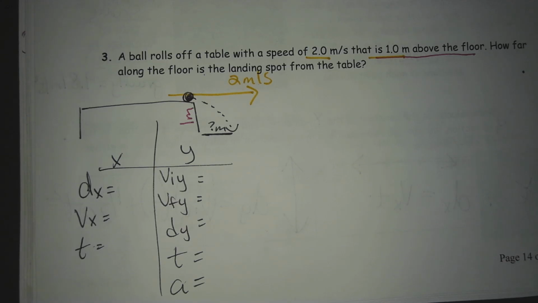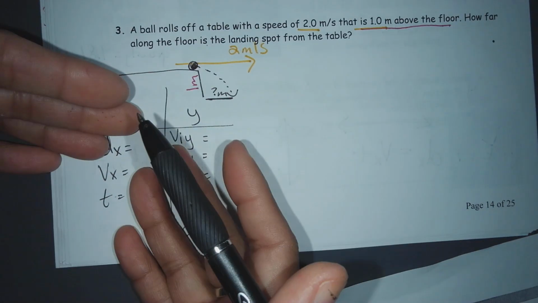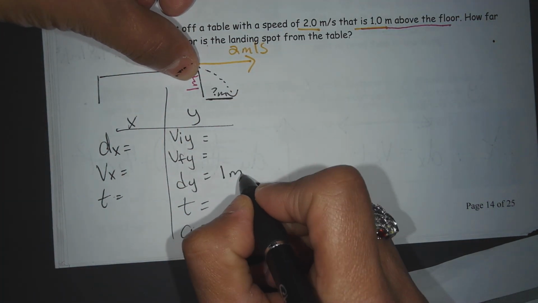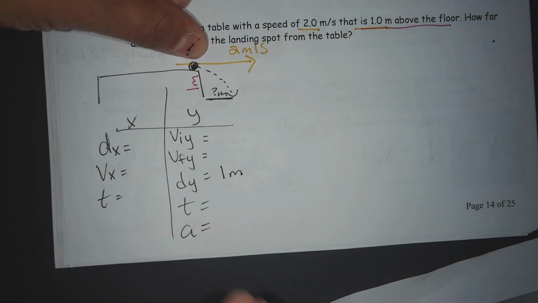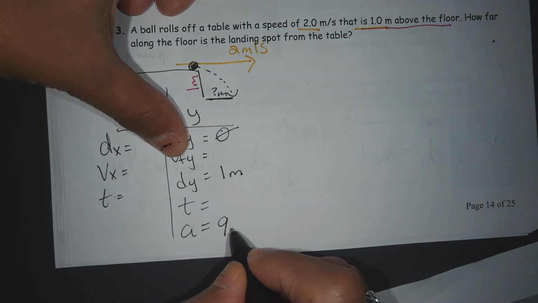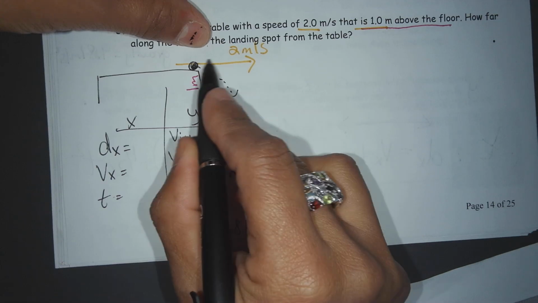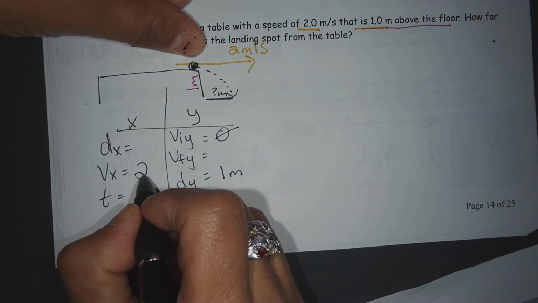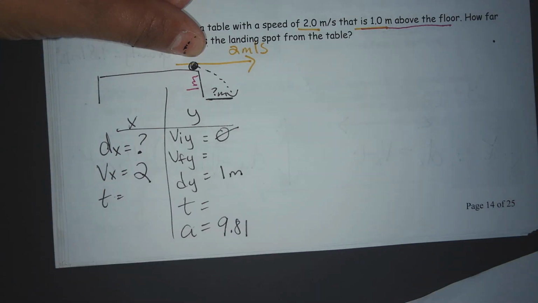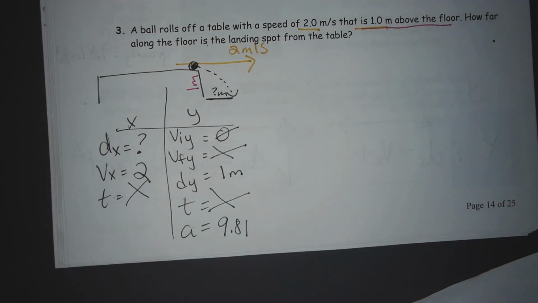I agree 100%. Now, I'm going to go ahead and put in what I do know. I know the distance in the y direction is 1 meter. I also know that in the y, up and down, the velocity is 0 and a is 9.81. I do know the velocity horizontally is 2. The distance horizontally is my unknown. t was never given to me. vf was never given to me.